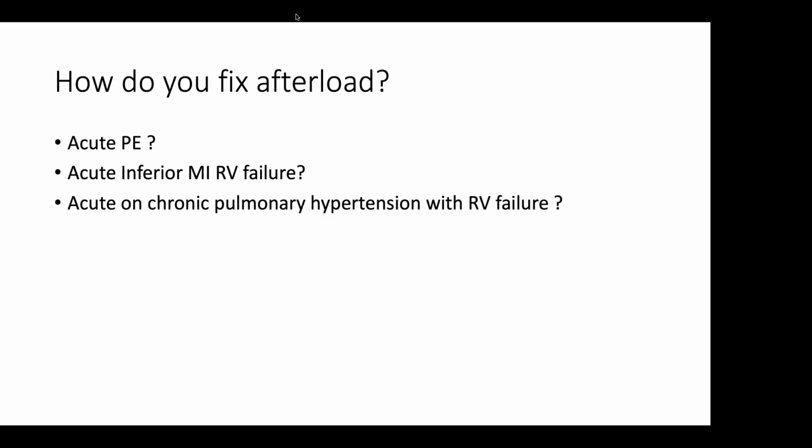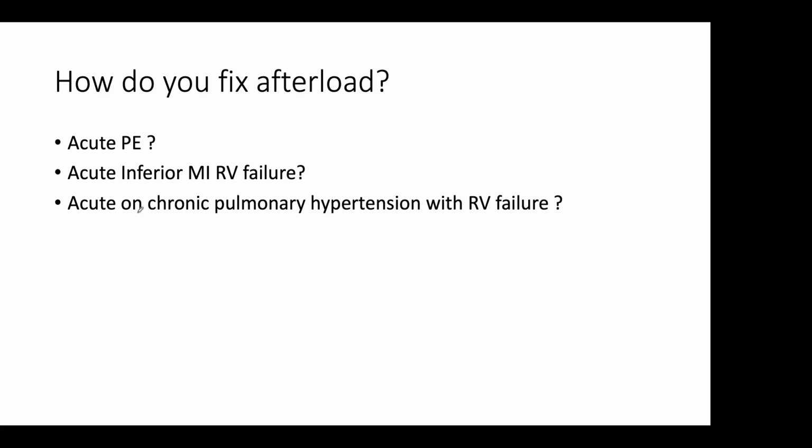Yeah, as the name suggests, right? Acute inferior MI, there's a problem with the pump. There's not really an afterload problem per se. So in this case, we probably shouldn't be worried too much about fixing any afterload and should focus on fixing the pump itself.